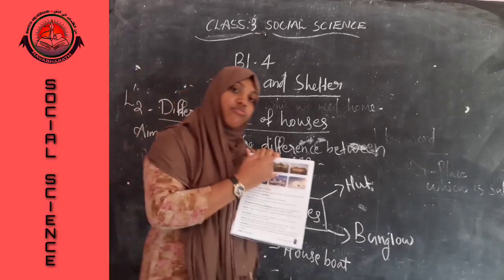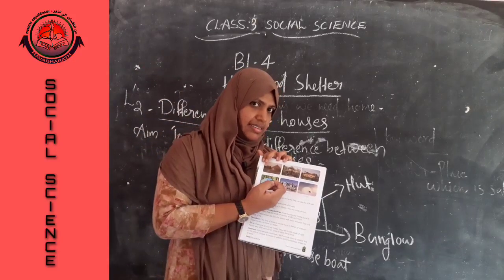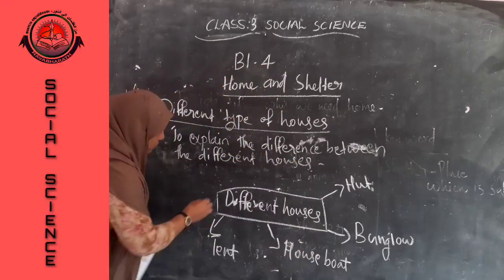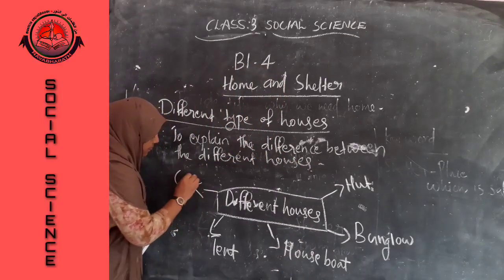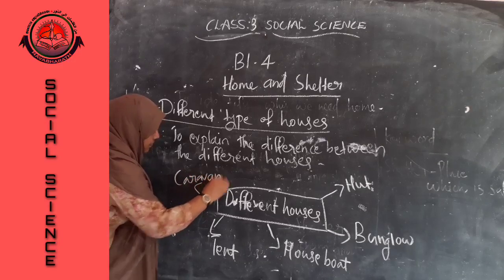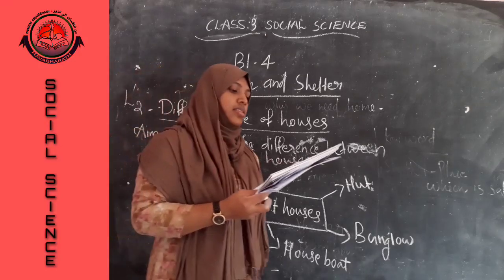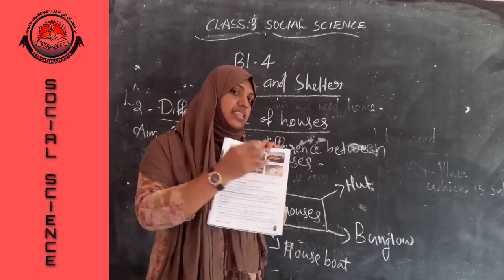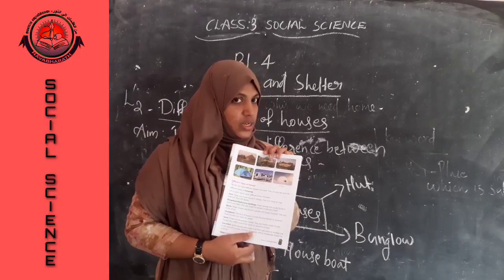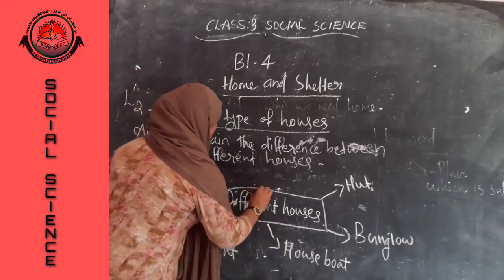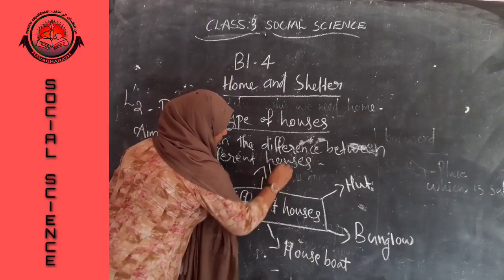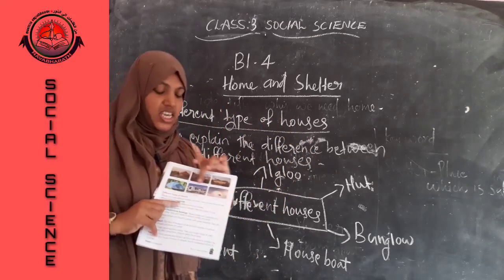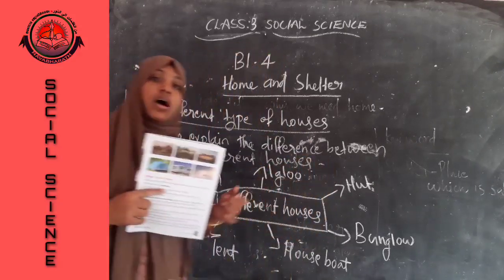Then, fifth one, is it a vehicle? No, it's a type of house. Caravan. Then, the last one, yes, you have studied in the last class. Yes, what is it? Igloo. Very good. This is an igloo. So, we can see here different types of houses.